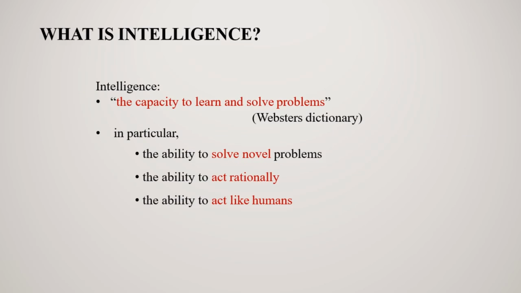Now, what is intelligence, as I already told you? Again there are so many definitions. The Webster dictionary says it is the capacity to learn and solve problems. So you can learn something new as well as solve different problems, and only then will you be called intelligent. Other interpretations are also there. If we can solve novel problems, then we are intelligent. If we can act and think rationally, that is also one part of intelligence. And if a machine can act like humans, then the machine would be called intelligent. There are many different perspectives of intelligence, and it depends on how you are perceiving things.